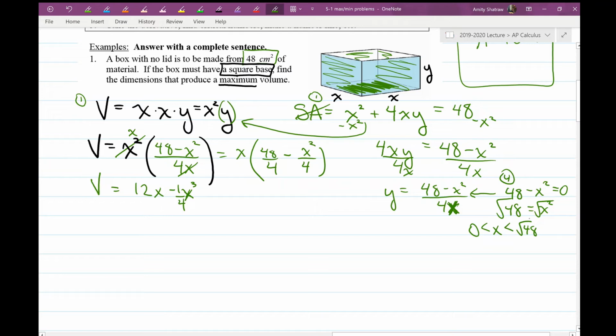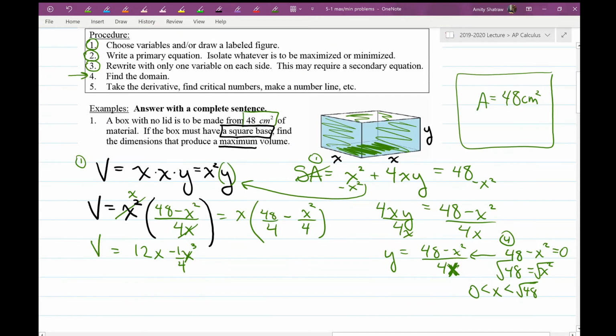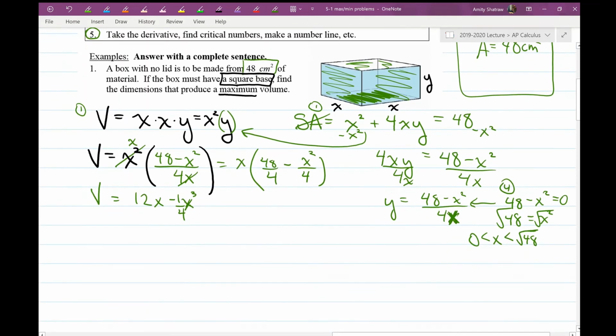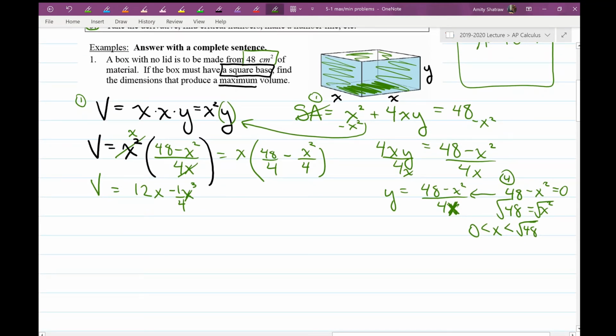Sorry, the largest value that I could possibly get there. Okay, so now I've figured out the domain. I want to take the derivative, because that's step number 5 here. Here we are finally on step 5. Take the derivative, find the critical numbers, make a number line, etc. See if we can't determine a maximum for the length of the side of this bottom piece. And once I know what x needs to be, I can determine what y should be as well.